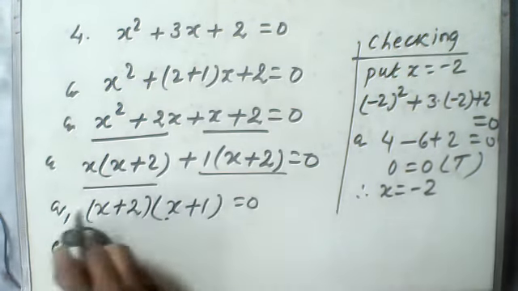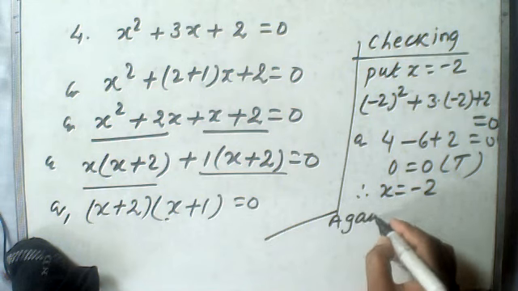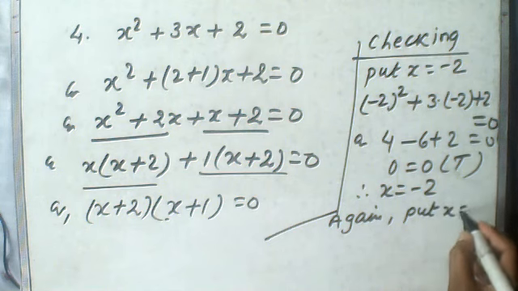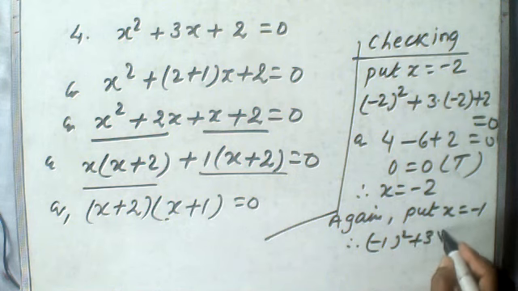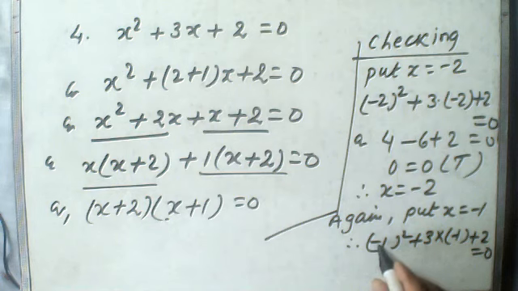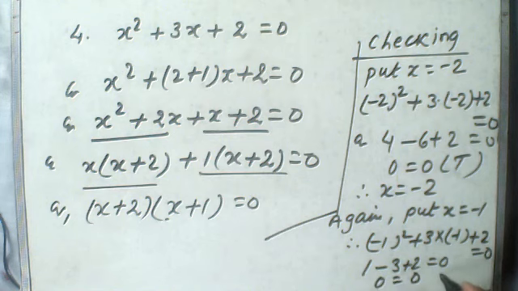Now put x is equal to minus 1. So minus 1 square plus 3 into minus 1 plus 2 is equal to 0. Now this is minus 1 times minus 1 is plus 1, plus 3 into minus 1 is minus 3, plus 2 is equal to 0. So 0 is equal to 0. This is also true. So both sides are equal.